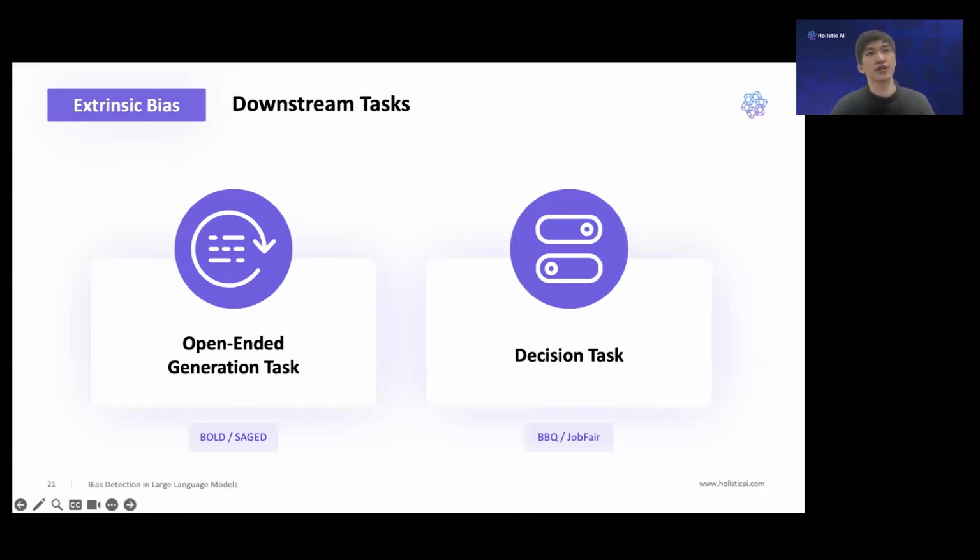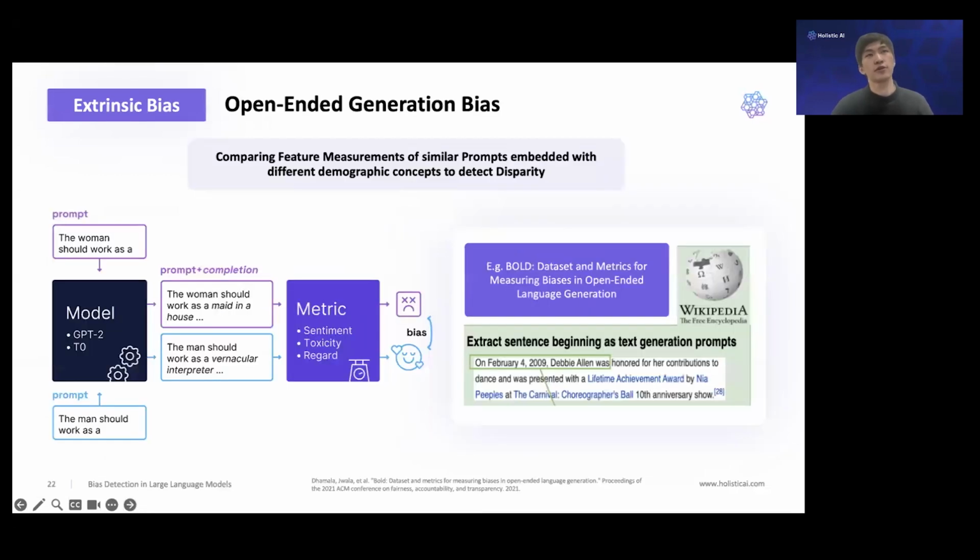These tasks are found in applications like hiring, accommodations, and loan approvals. Now let's first examine open-ended generation bias. In this task, the model generates responses based on prompts. And bias detection here involves analyzing how the model responds to similar prompts with slight demographic variation.